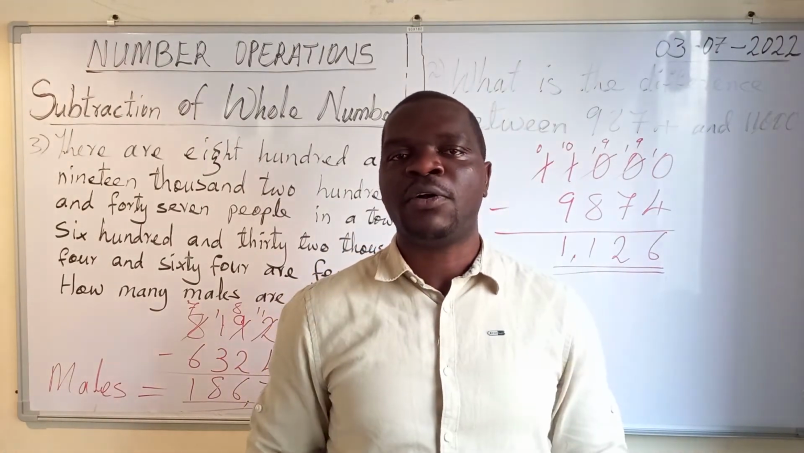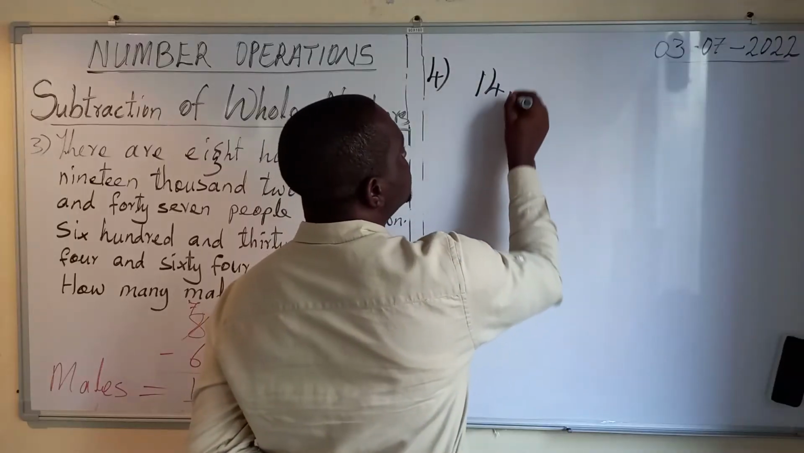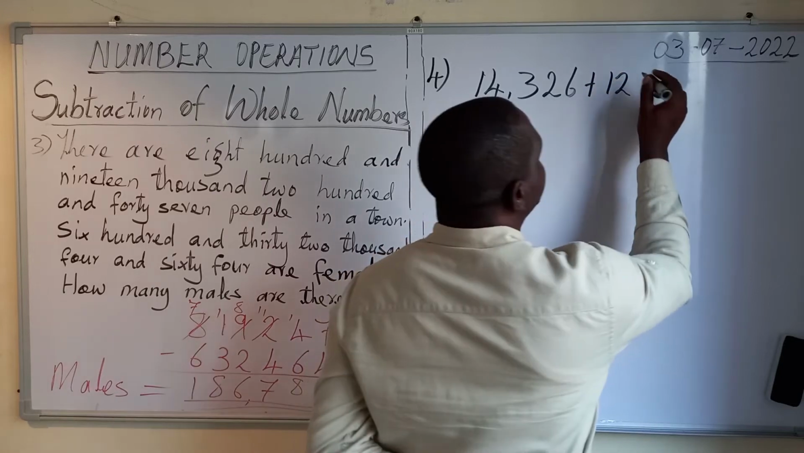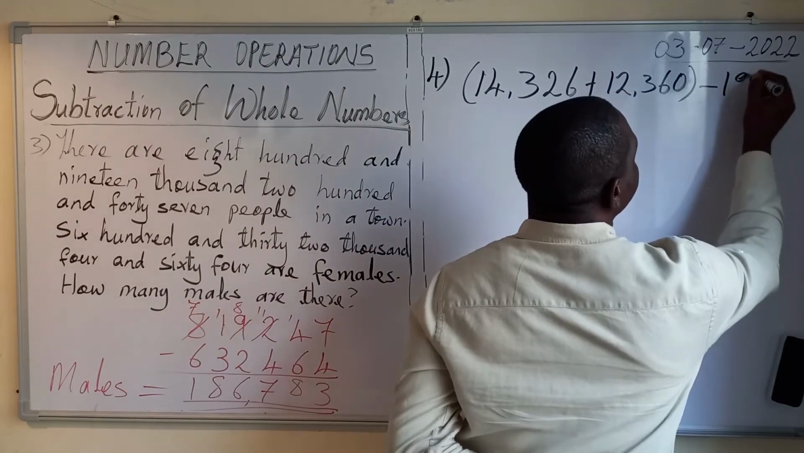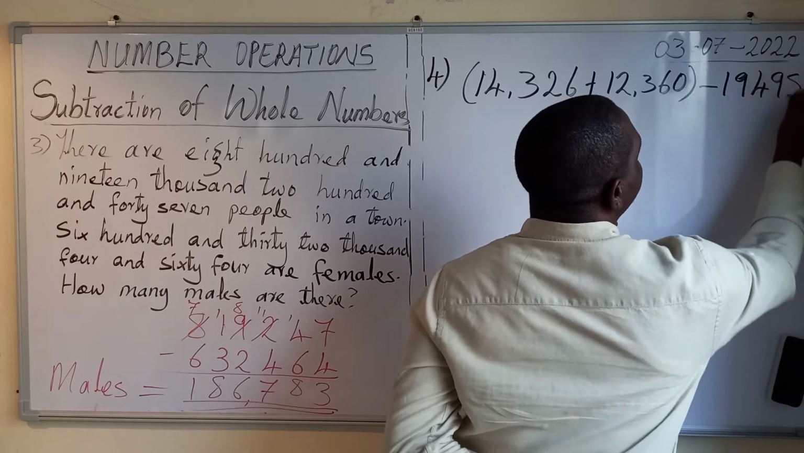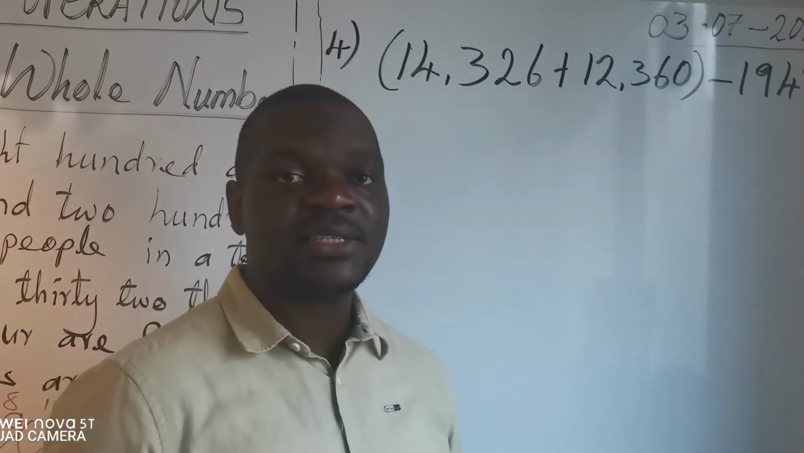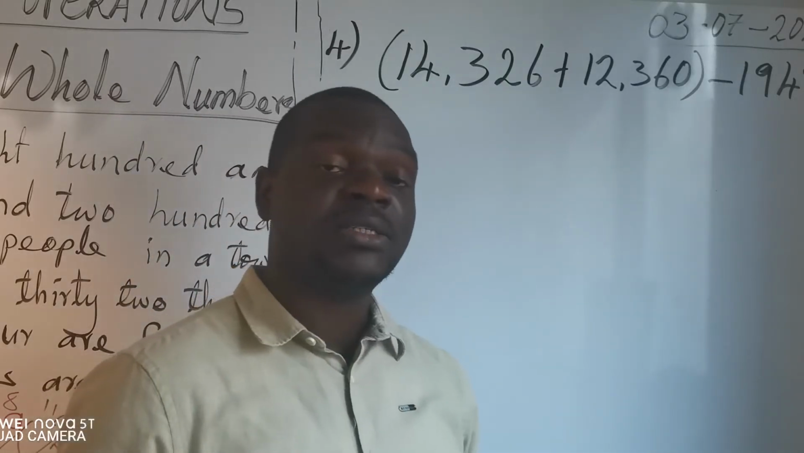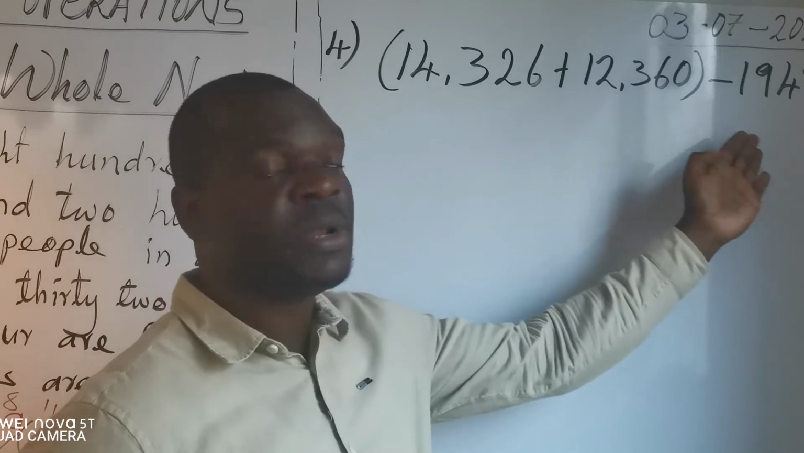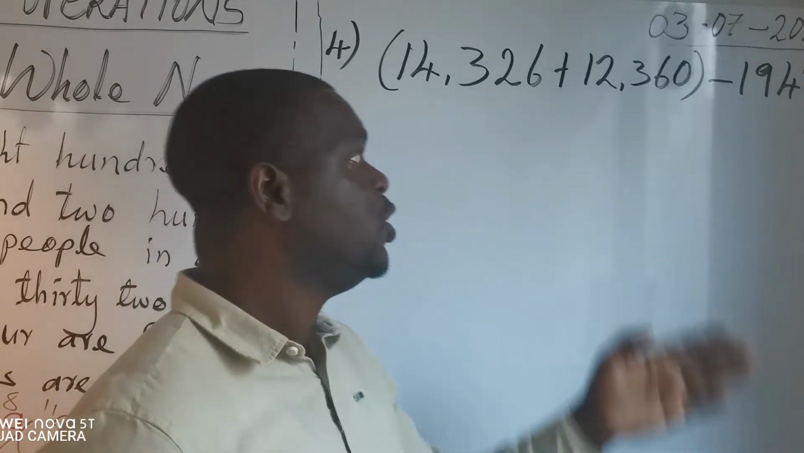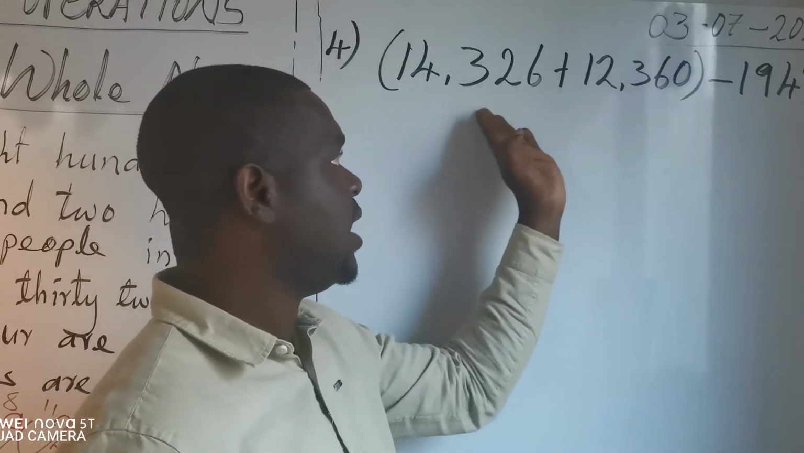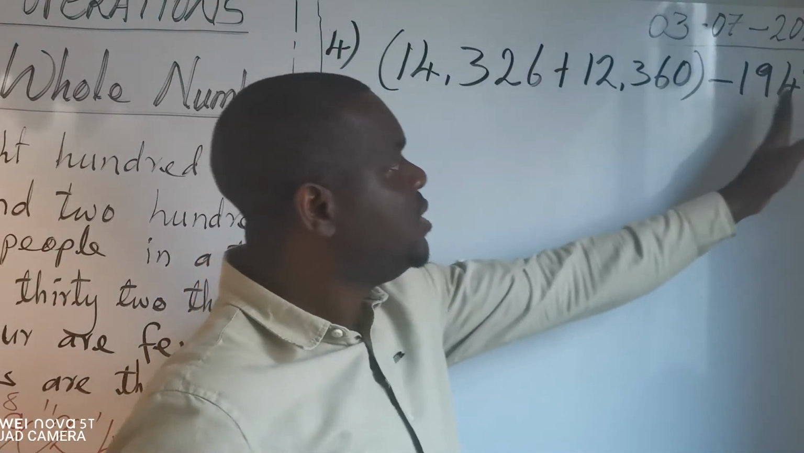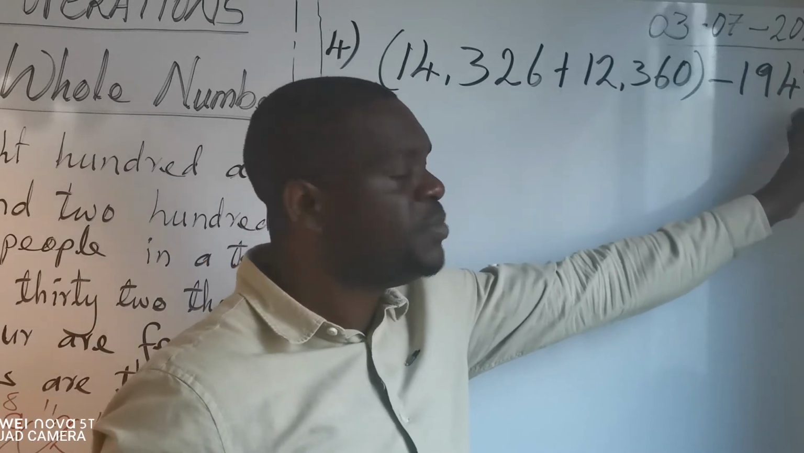That said, we are going to look at the last example, which involves mixed rules. 14,326 plus 12,360 minus 19,498. Our last problem is a problem involving addition and subtraction. And this is how, when you have such a problem, you're supposed to approach it. First, you solve what you have in the bracket, that's addition, and the answer you have here becomes the minuend, and this remains your subtrahend.